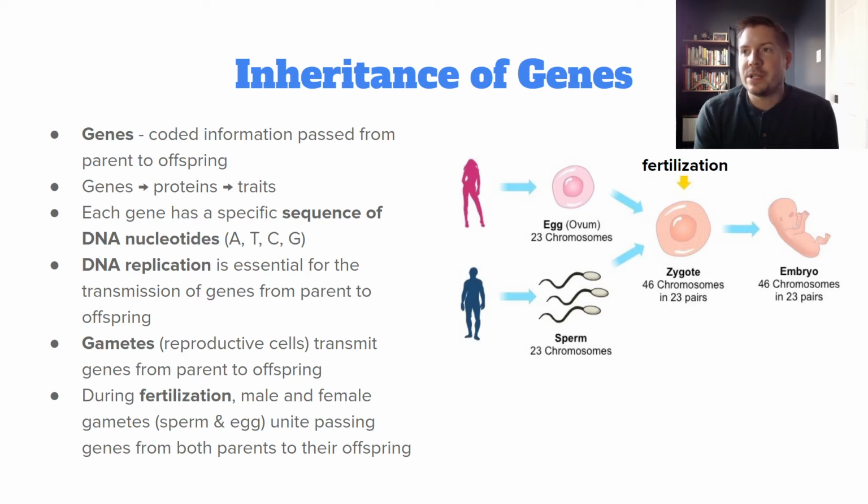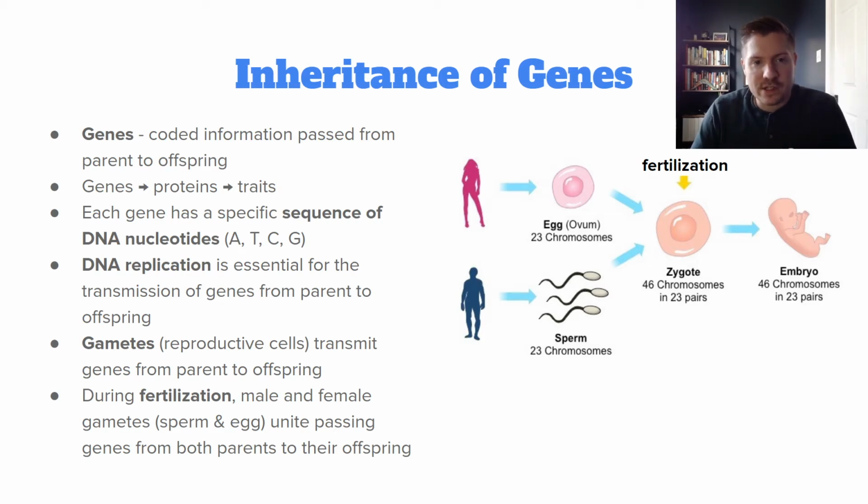So first thing we need to do here is remind ourselves of a few terms. Obviously we need to know what genes are. A gene is a section of DNA that codes for one protein, and these are passed from parents to offspring. Our second bullet here says genes to proteins to traits. This is called the central dogma of molecular biology. Basically, genes encode proteins, and the specific combinations of proteins that an individual has determine many of their traits.